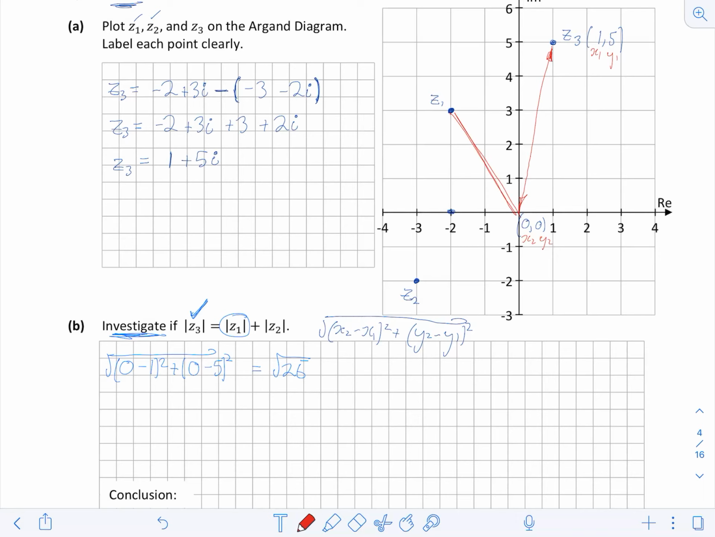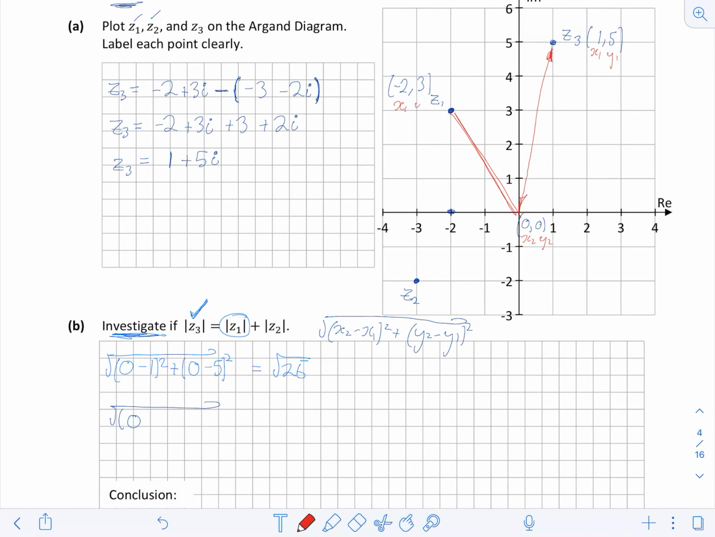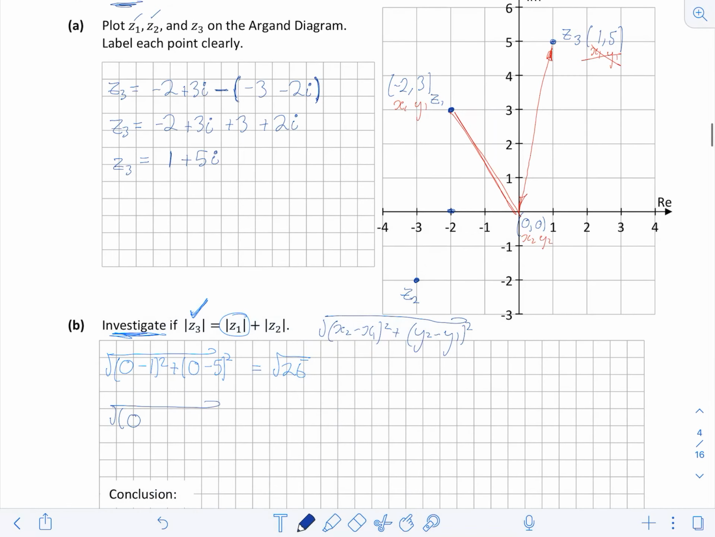So we're going to use the same formula. I need to label up my points. The coordinates of Z1 are minus 2, 3. So I now go square root of, oh, label up my points, back into red maybe. I'm going to call these x1, y1 now. Maybe put a line through these so I won't confuse myself. Okay, 0 minus 2 squared plus 0 minus 3 squared.